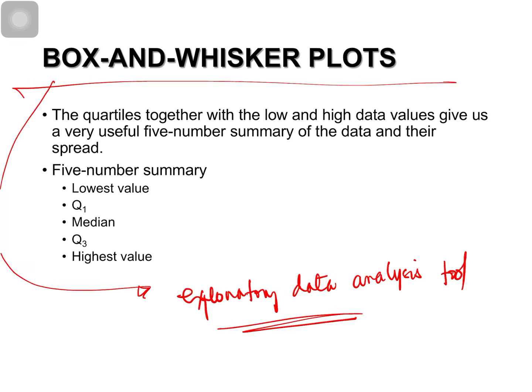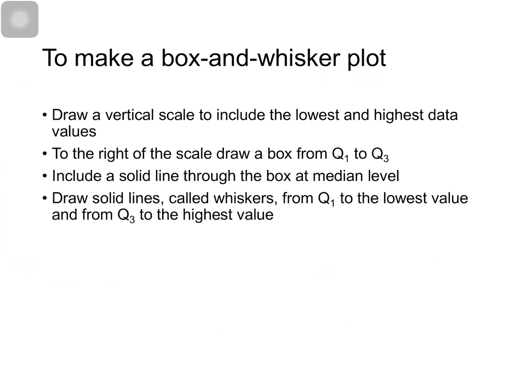Okay, so how are we going to make a box and whisker plot? We draw a vertical scale to include the lowest and highest data values. To the right of the scale, draw a box from Q1 to Q3. Include a solid line through the box at the median level. Draw solid lines called whiskers from Q1 to the lowest value and Q3 to the highest value. Okay, so let us make a box and whisker plot for the ungrouped data.